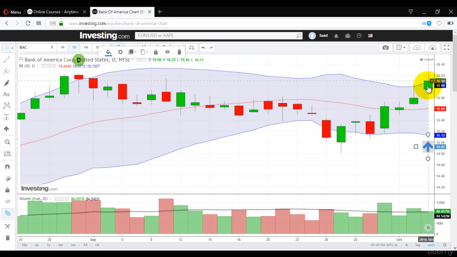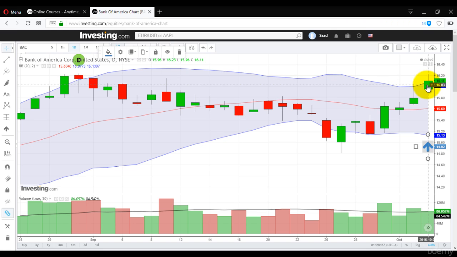But right here, let me put an icon so that you can see it clearly. This green candle means bullish. Green candle means it is a profitable day. It shows open, high, low, close. So it opened at 1596, its high is 1623, its low is 1596, and its close is 1611. Whereas the red candle is a bearish candle, it means it opened higher and closed lower. So this candle which has closed above the top Bollinger Band means it's bullish.